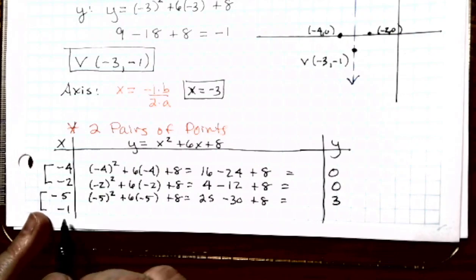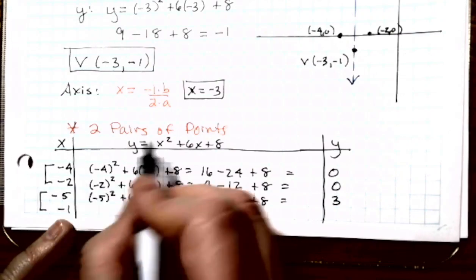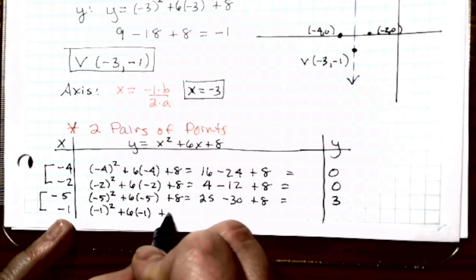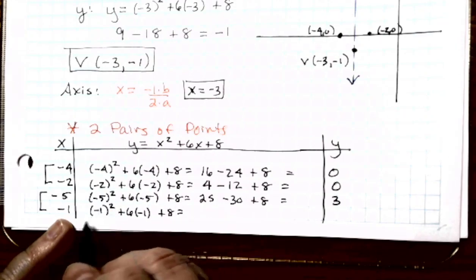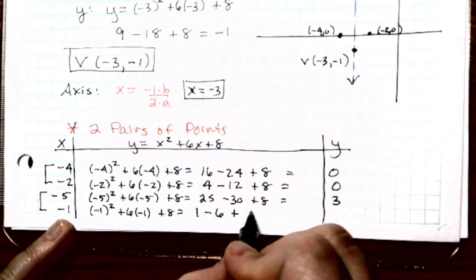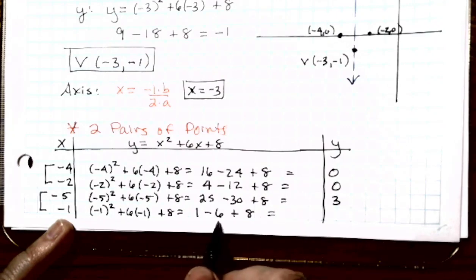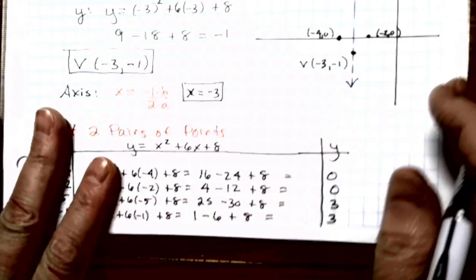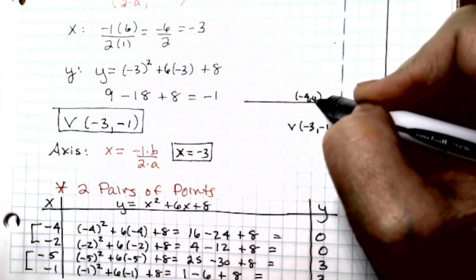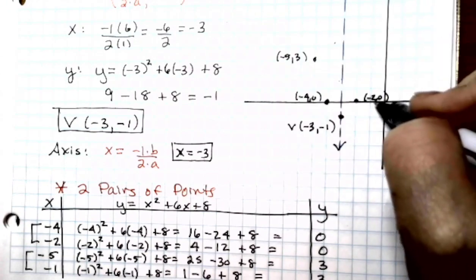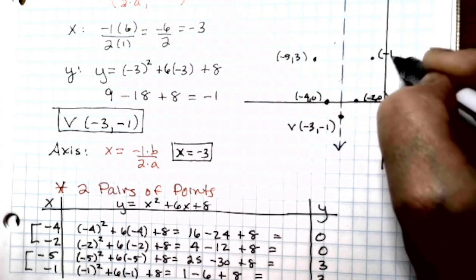Now, if this is right, I should get the same thing for the -1. So let's substitute the -1 in. -1 squared plus 6 times -1 plus 8. -1 times -1 is +1. 6 times -1 is -6, and then plus an 8. 1 minus 6 is -5. -5 plus 8 is 3. It came out the same. All right, let's plot this. So we're going to go -5 to the left, up 1, 2, 3. Label that. And -1 to the left, up 3.